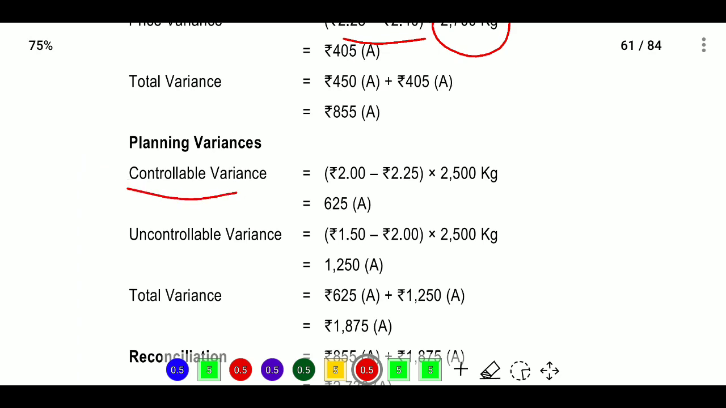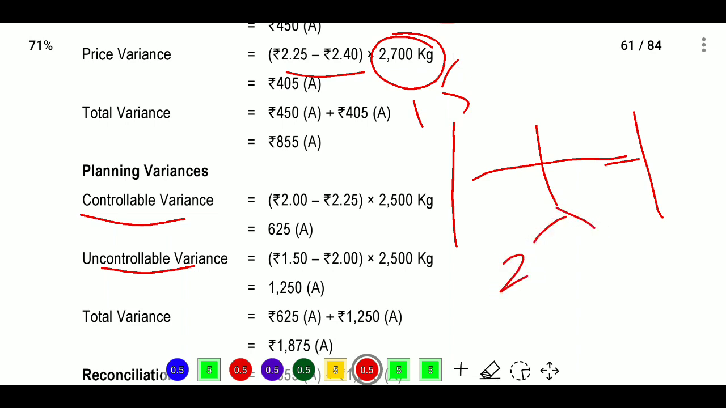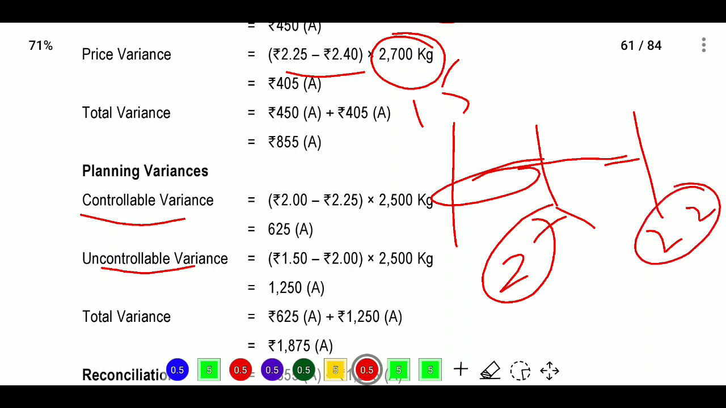We have controllable and uncontrollable variance. For controllable, we have drawn the line here and we have three options. The first option will be 1.5, and here we have two options: we can buy at 2 or we go for 2.25, and up to this we don't know. Here we can buy at 2 or 2.25. It is controllable, so we take controllable 2 minus 2.25, that is, into 2500 kgs.